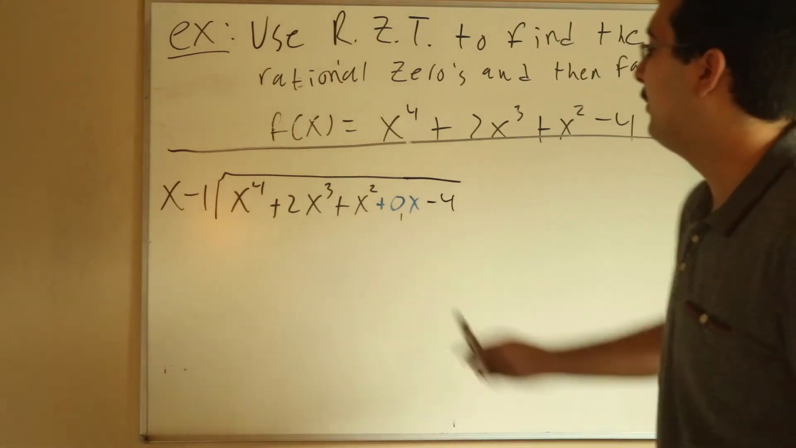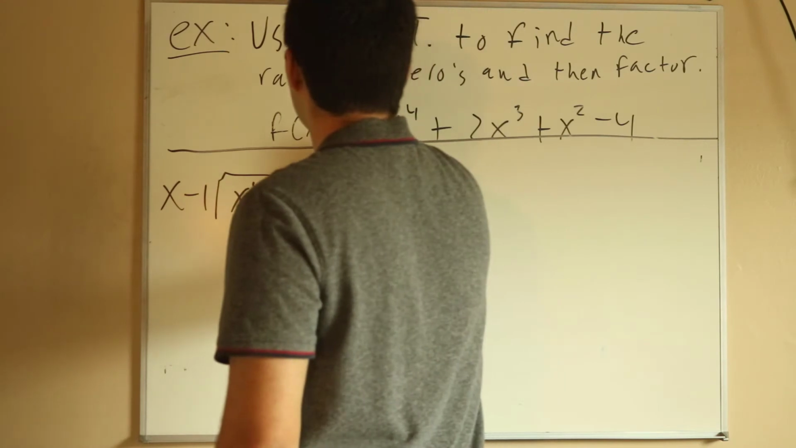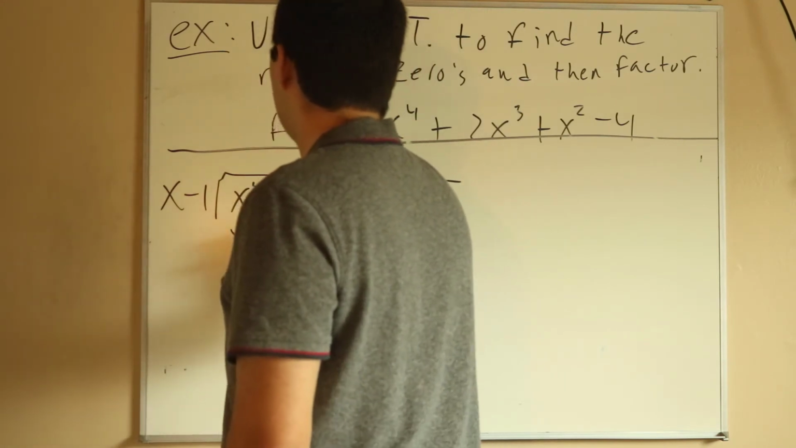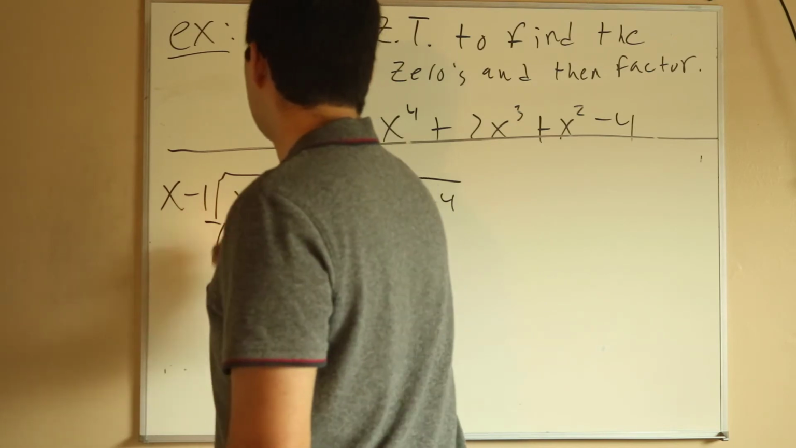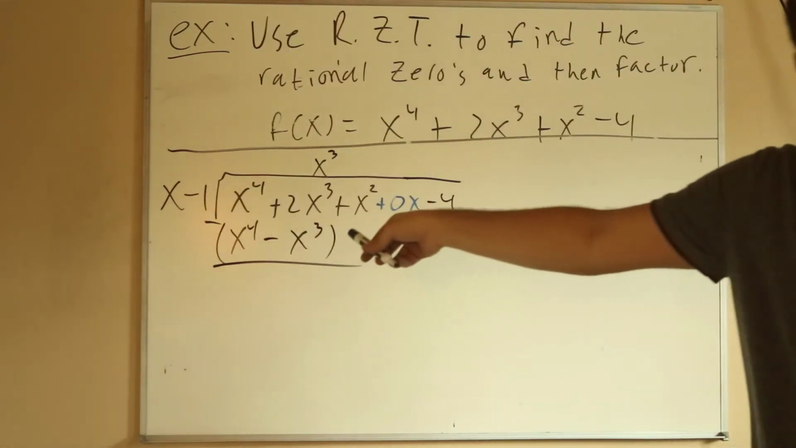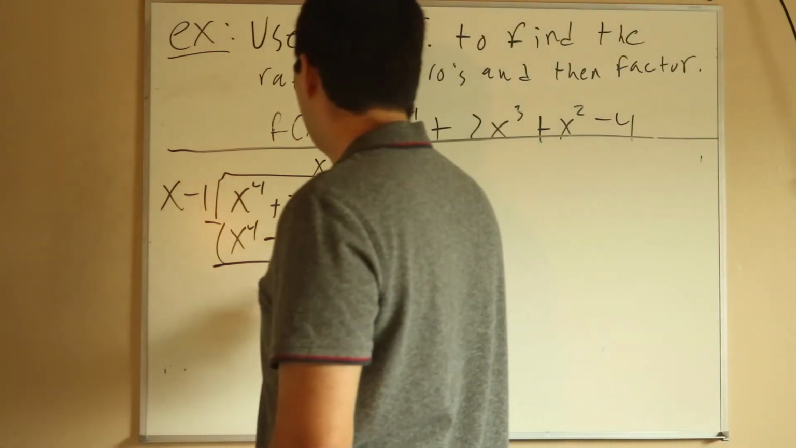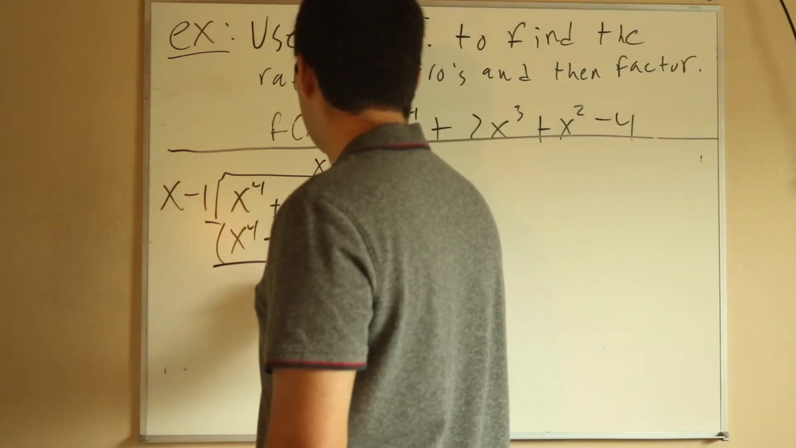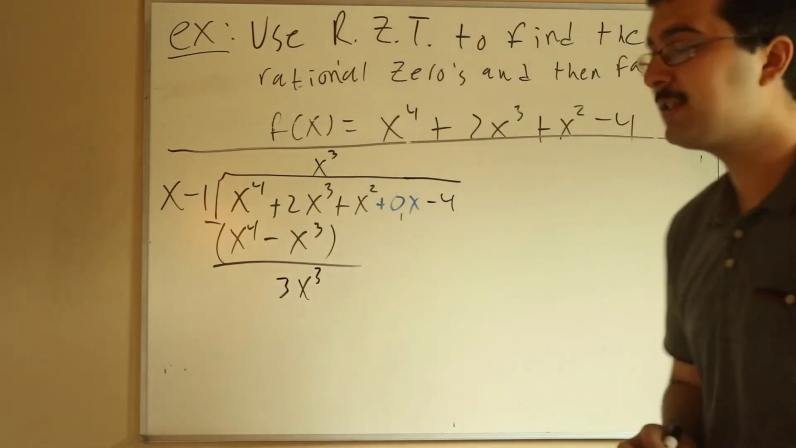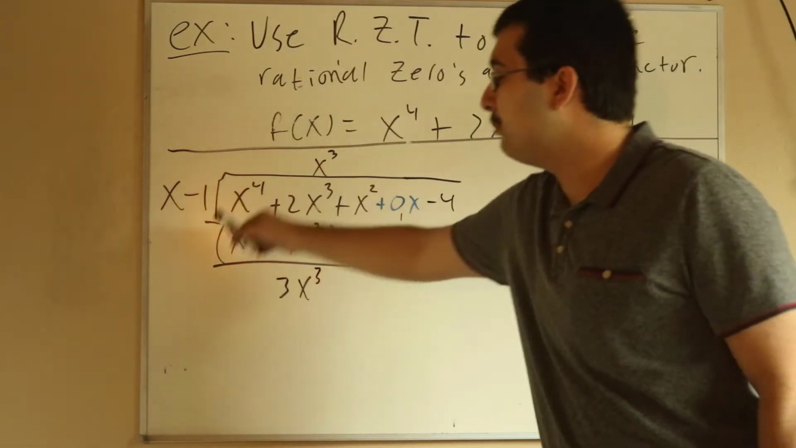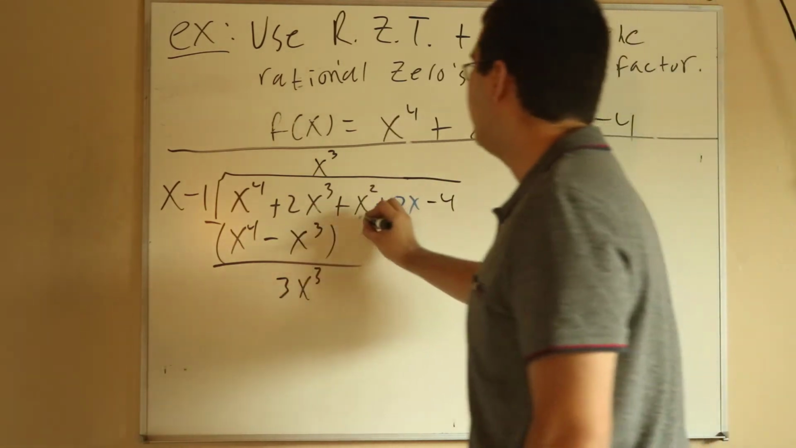I want to match x and x to the fourth, so I need to multiply by x cubed. So I'm going to get x to the fourth minus x cubed. I write my parentheses, because it helps me remember that when I subtract, I need to distribute that negative. So I get a positive x cubed, so 2x cubed minus x cubed is going to be 3x cubed. I pull down the next term.